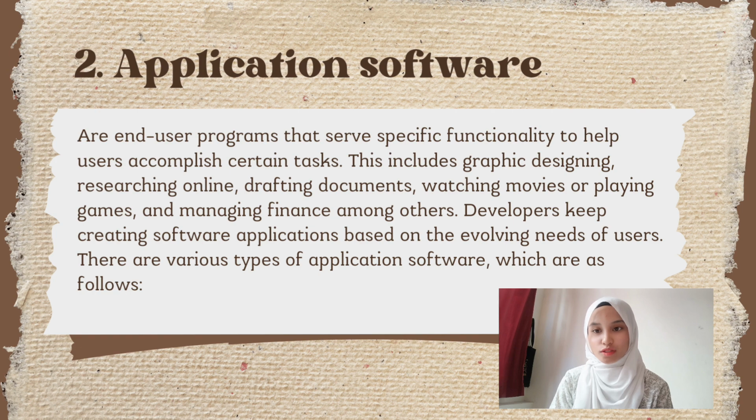Okay, now I will continue with the next point, which is application software. Application software is the end user programs that serve specific functionality to help users accomplish certain tasks. This also includes graphic designing, researching online, drafting documents, watching movies or playing games, and also managing finance, among others. Developers keep creating software applications based on evolving needs of users. There are various types of application software, which are as follows.